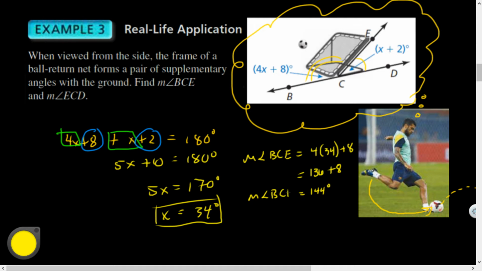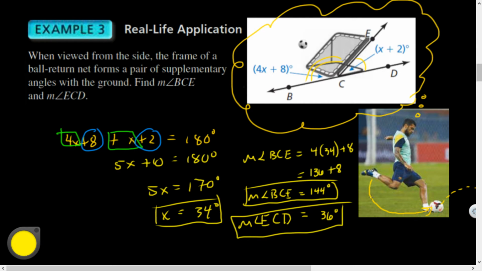Now, I've got two ways I can find the other angle. What's the easy way? Yeah, let's just subtract 144 from 180. This is just going to be 36 degrees. Okay, so I could have swapped it, plugged it back in, done all that, but here we go. Oh man, we got more to go.